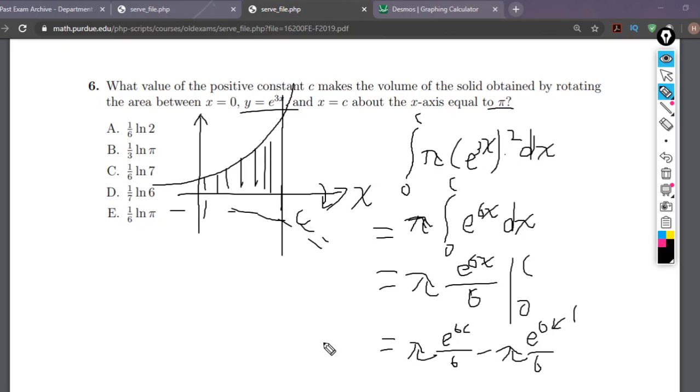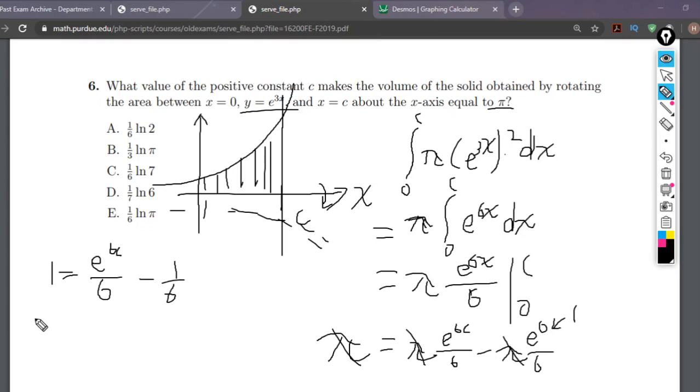And all of this is equal to the value, I mean pi. So pi is over here. Okay, cancel out pi, dividing by pi on both sides. You will get 1 equal to e to the 6c over 6 minus 1/6. Move the 1/6 over, and times 6. You can times 6 on both sides. Doesn't matter how you solve this.